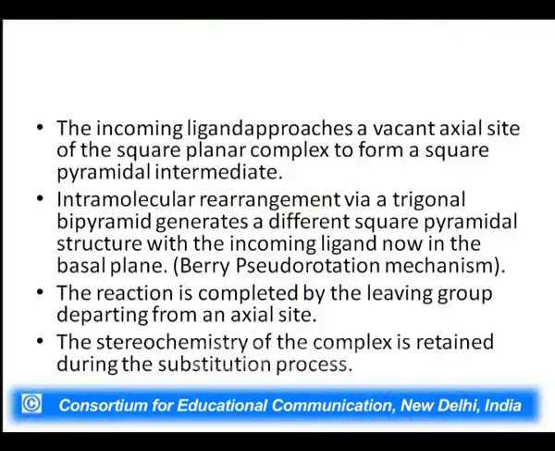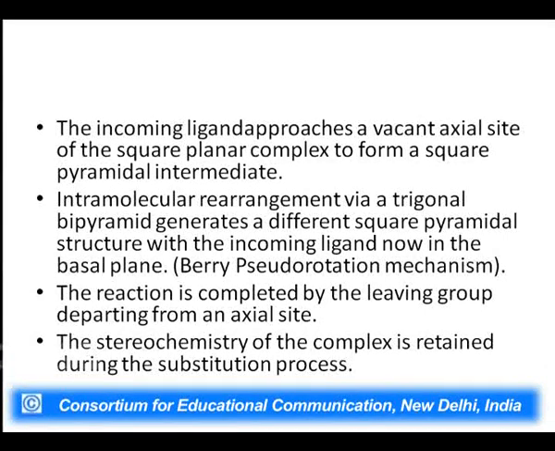This 5-coordinate square pyramidal intermediate is obtained, which gets converted to a trigonal bipyramidal intermediate species, and then it loses its leaving group, the ligand that is to be substituted, and the final product is formed with retention of stereochemistry. That is the most important factor here: retention of the stereochemistry of the complexes.